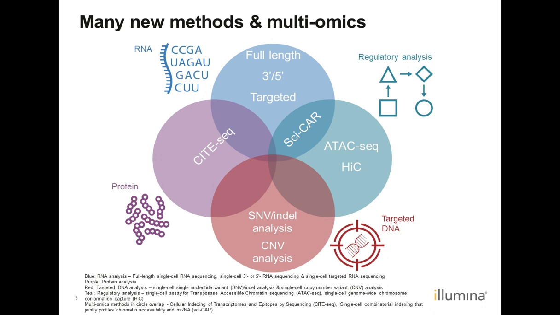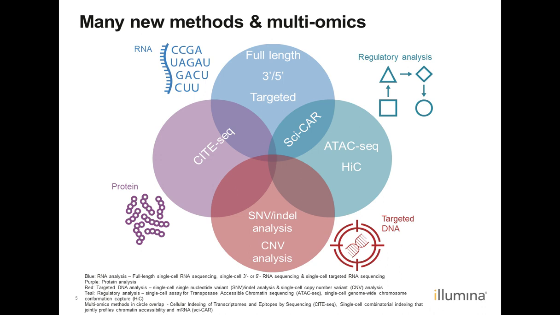What we're also seeing is that there are many different new methods coming out in the single cell world. Initially, single cells started mainly in the RNA world, and right now you can profile 3', 5' RNA, full-length RNA, and you can also look at doing targeted RNA. But currently, there are also many other biological molecules that you can look at as well, for example, proteins, targeted DNA, and you can also look at different regulatory features, like chromatin accessibility.